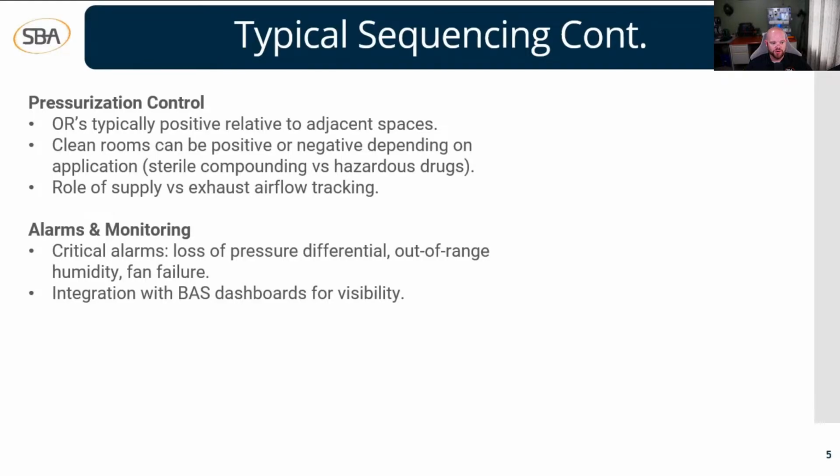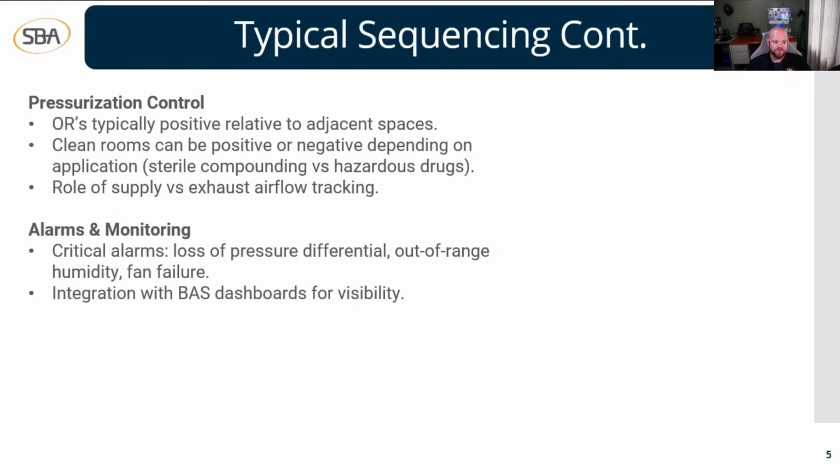Then we've got at the bottom here the role of supply versus exhaust airflow tracking. So if you think about it, a supply box or supply fan would be pushing air into a space, and an exhaust fan would be pulling air from the space. So when we're talking about pressurizing a space, we need to remember that our supply fan and our exhaust fan need to be somewhat close so that we're removing and supplying the same amount of air or close to. Now, obviously, operating rooms typically run in a positive pressure, so we would need more supply air than we would need exhaust air.